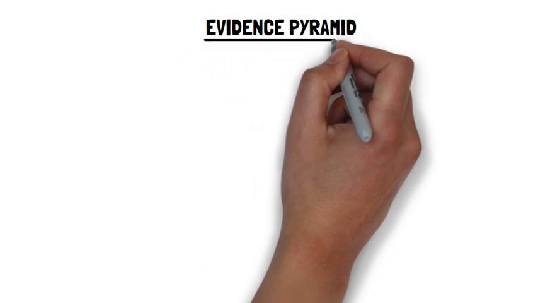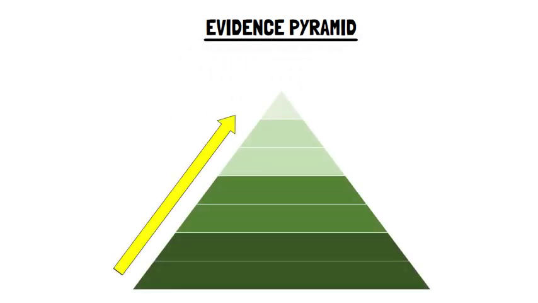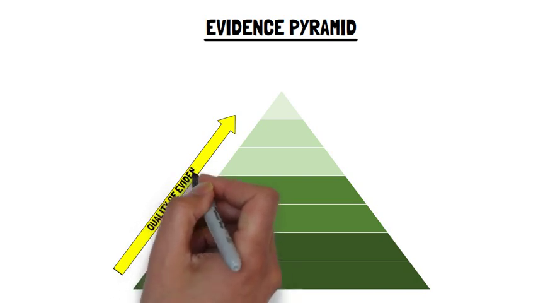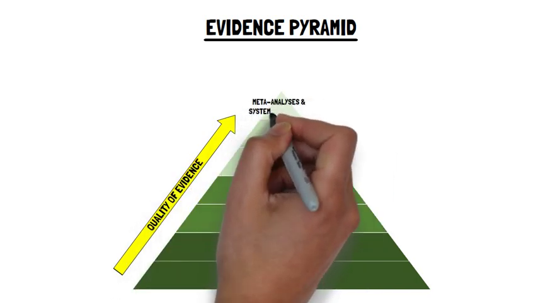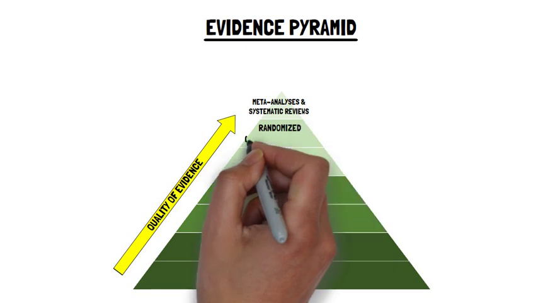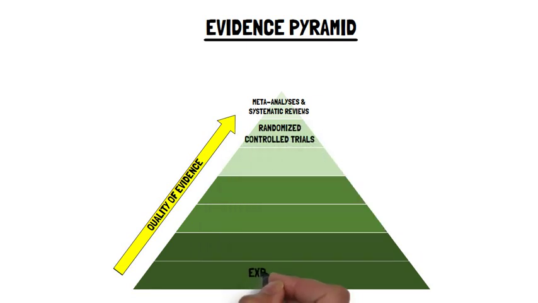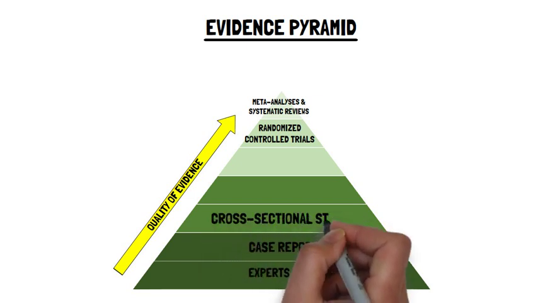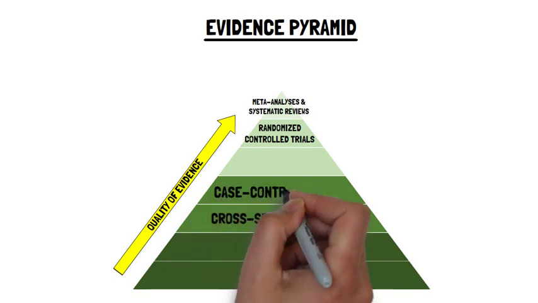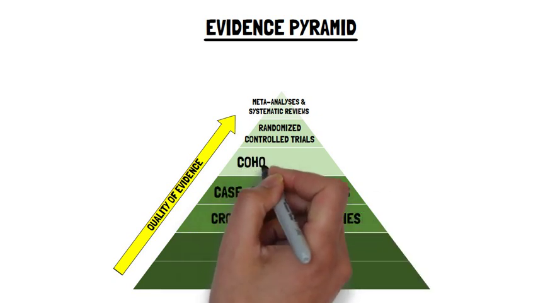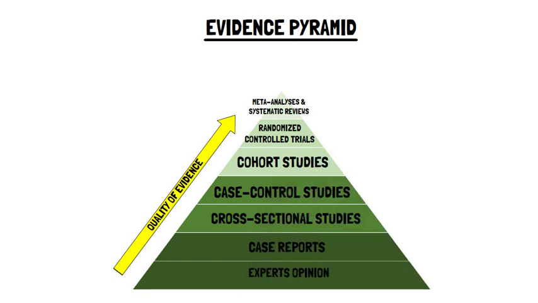The evidence pyramid categorises evidence based on robustness. Meta-analyses and systematic reviews sit at the top, followed by randomised controlled trials, while at the bottom we find experts' opinion and case reports. In the middle we have cross-sectional studies, case control studies, and cohort studies. When prescribing exercises and training interventions to improve athletic performance, it should be based on the most relevant and up-to-date scientific evidence.